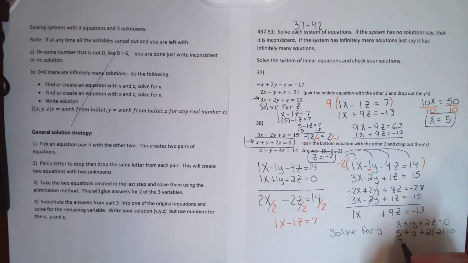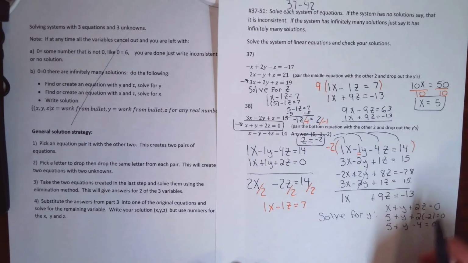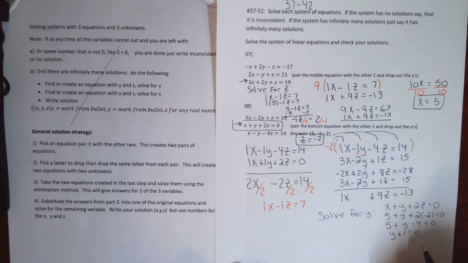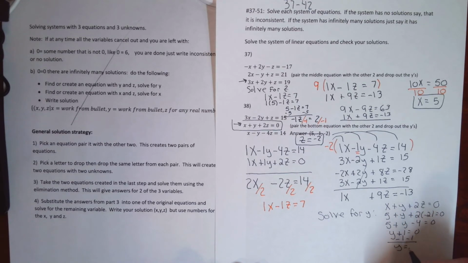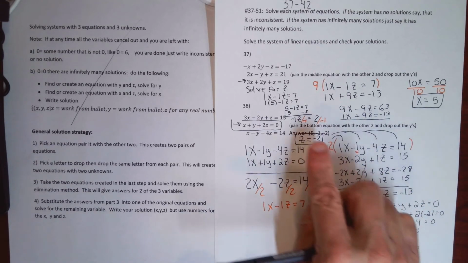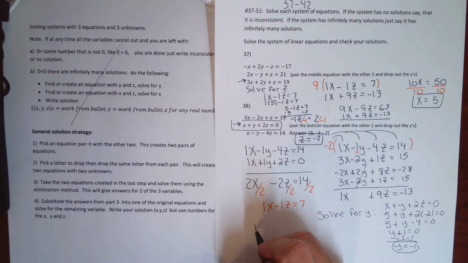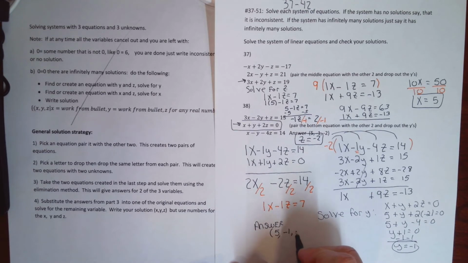And this is going to give me 5 plus y minus 4 equals 0, which is going to give me y plus 1 equals 0, because I could go 5 minus 4 is 1, and then I minus 1 minus 1. This will give me finally y equal to -1, and I wrote my answer as an ordered triple in alphabetical order, the x first, the y second, and the z third. So 5 was the x, -1 was the y, and -2 was the z.